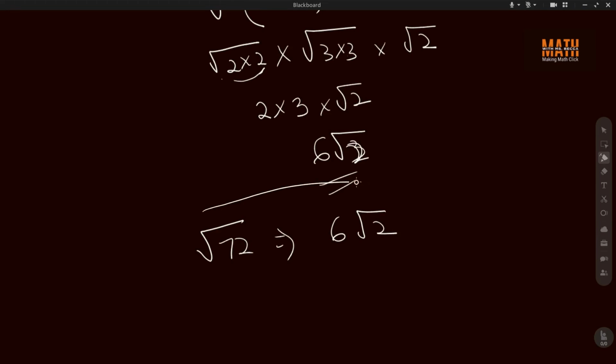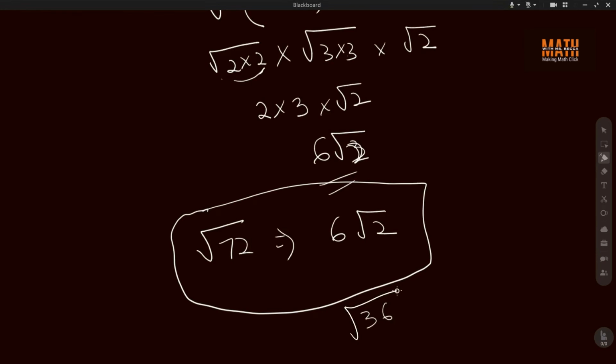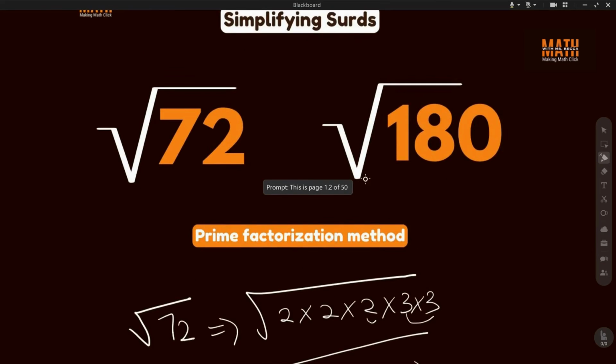If you want to check if your answer is correct, all you have to do is find the square of 6. What is the square of 6? That's 36. Then just write it like this: root 36 times root 2, and this will give root 72. So this is how to check if you got the correct answer. Now let's try the second one.